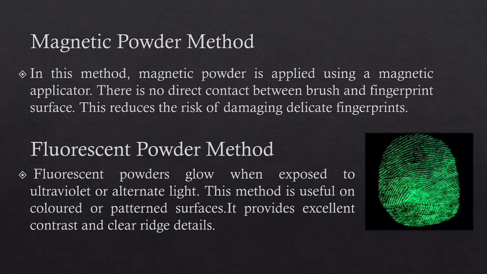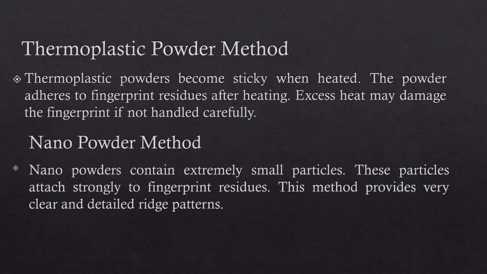Fluorescence powder method. Fluorescence powder glows under ultraviolet light. This method is useful on colored or patterned surfaces. It gives excellent contrast.